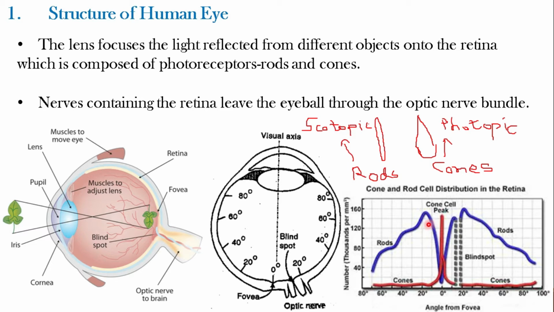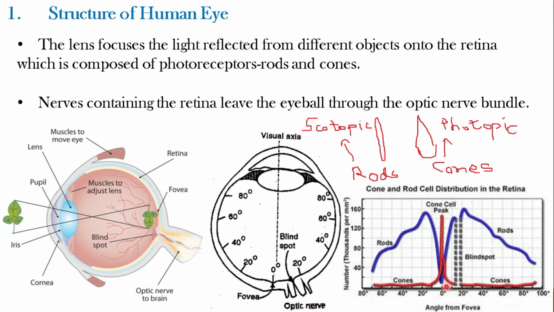The photoreceptors are connected to the nerves, and these nerves combinedly leave the eyeball as the optic nerve. The region from where the optic nerve leaves the eyeball has no rods and cones, right? Why? Because there is no retina over here, and this is called the blind spot. You can see this is the blind spot, right? Here you can see the blind spot, because here it is leaving at this particular degree, in between 0 to 20 degrees, right?